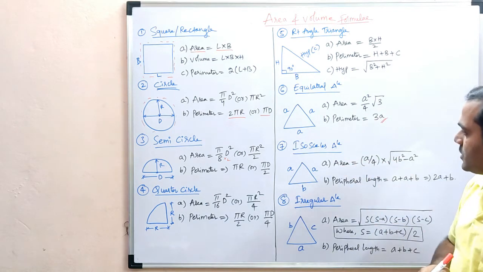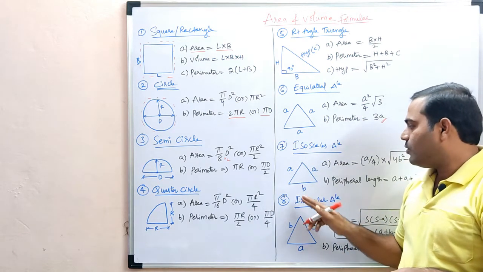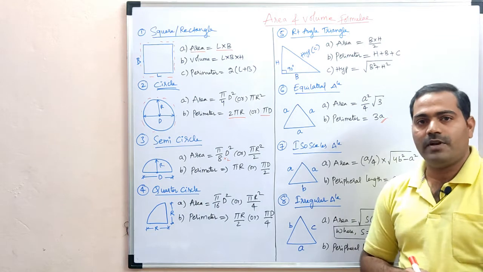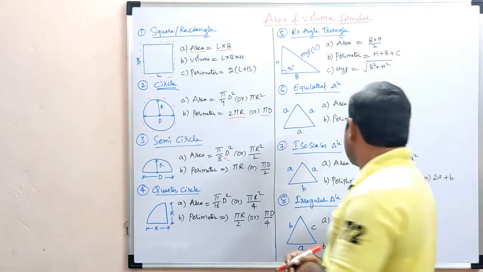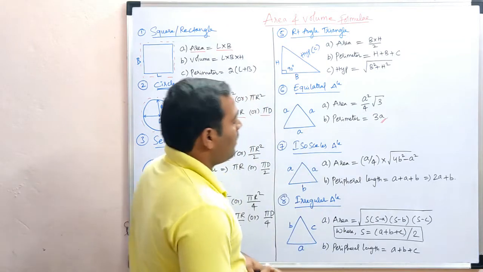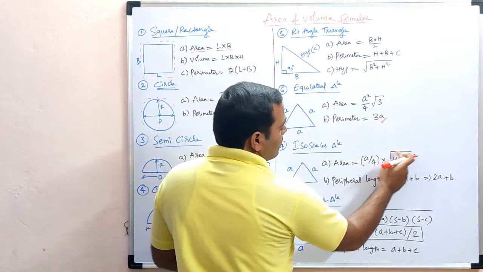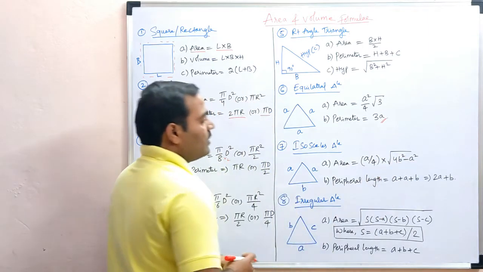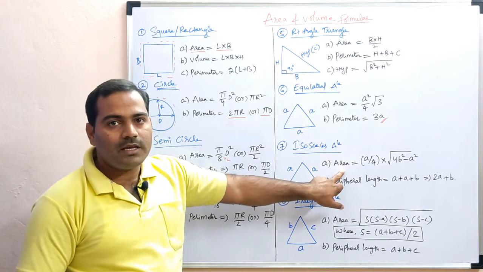Next one is the isosceles triangle. In case of isosceles triangles, two sides will be equal, one side will be different. So here, to find out the area of an isosceles triangle, what we have to do? We have to write the formula here, a by 4 into under root 4b square minus a square. So this is the formula used for an isosceles triangle to find out the area.